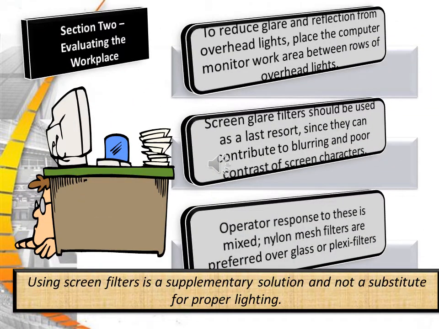To reduce glare and reflection from overhead lights, place the computer monitor work area between rows of overhead lights. Screen glare filters should be used as a last resort since they can contribute to blurring and poor contrast of screen characters. Operator response to these has been mixed, and nylon mesh filters are preferred over glass or plexi filters. Using screen filters is a supplementary solution and not a substitute for proper lighting.